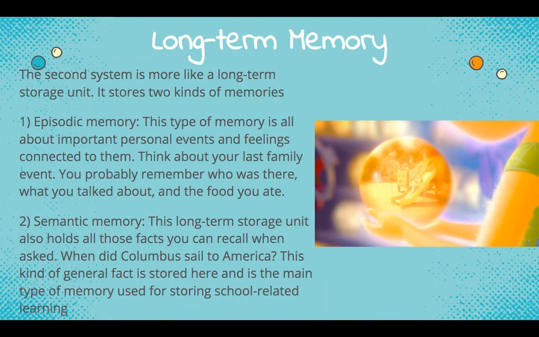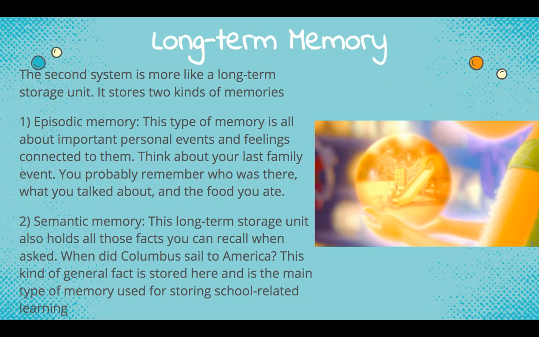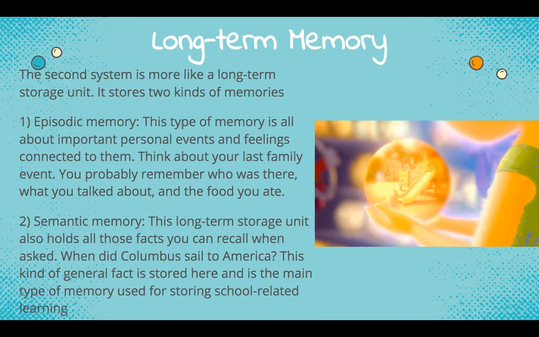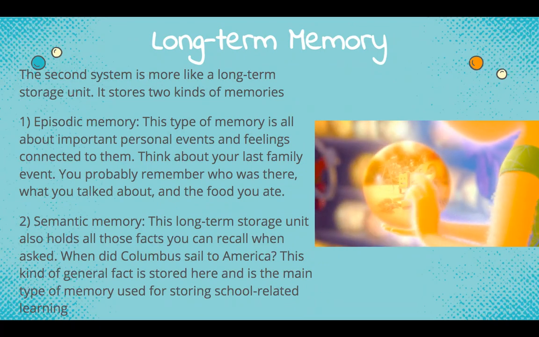The second step is more like a long-term storage unit. It stores 2 kinds of memories. Episodic memory, and this type of memory is all about important personal events and feelings connected to them. Think about your last family event. You probably remember who was there, what you talked about, and the food you ate.